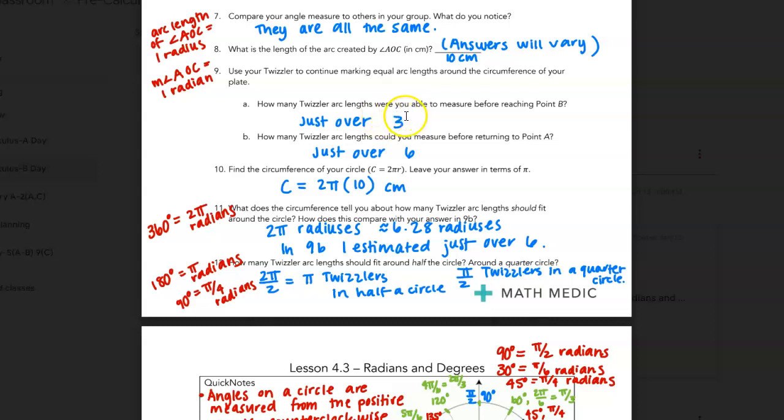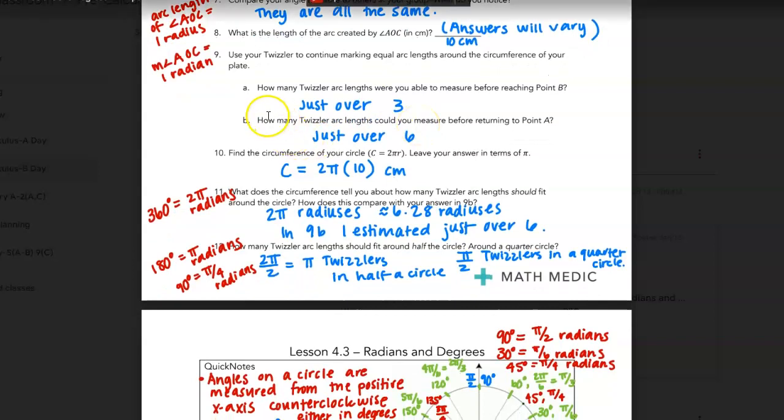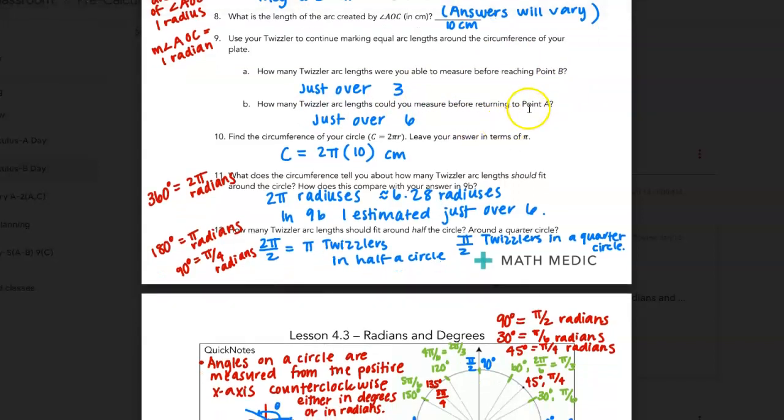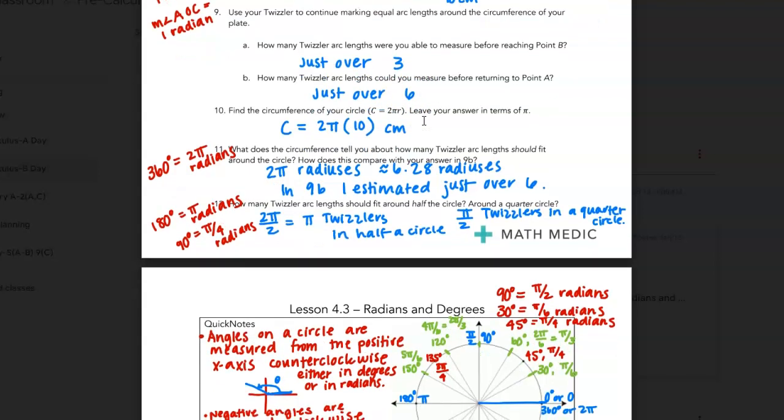It's 3.14159265. And then the number of radiuses that go all the way around the full circle, so halfway is pi. To go all the way around from point A to point A again is just over 6. Really what this number is, is 2 pi. It takes 2 pi radius lengths to wrap all the way around the circle.